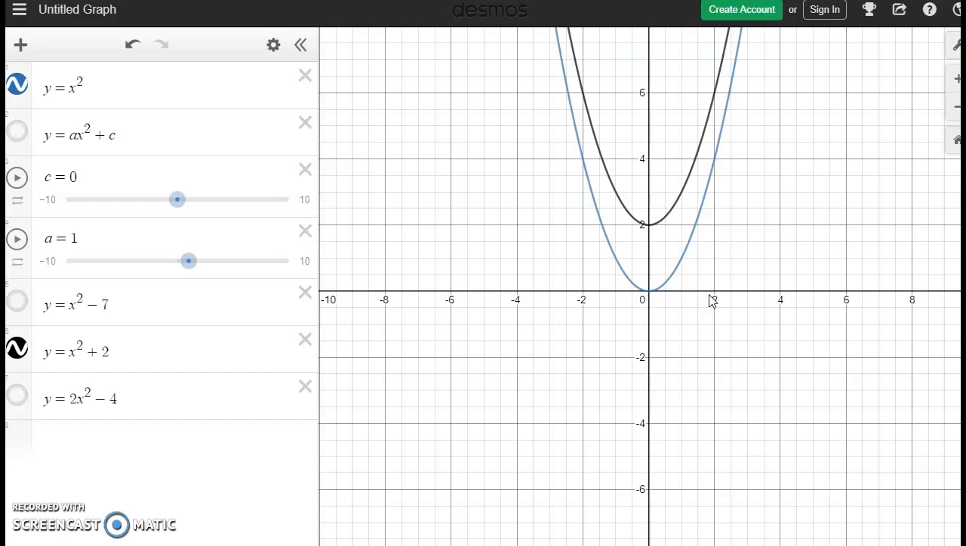Range, instead of y is greater than or equal to 0, it's going to be y is greater than or equal to 2. And then for transformations, we're just going to say up 2. That's it. That's the only transformation that happened.